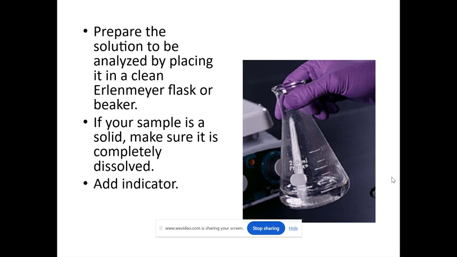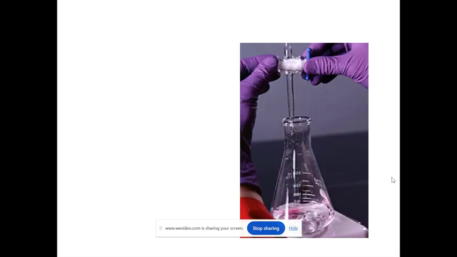And then add an indicator. So our indicator that we're going to use on Thursday is phenolphthalein, and this will be a pink color. So we'll be looking at a change either from pink to clear or clear to pink. We'll go over that.